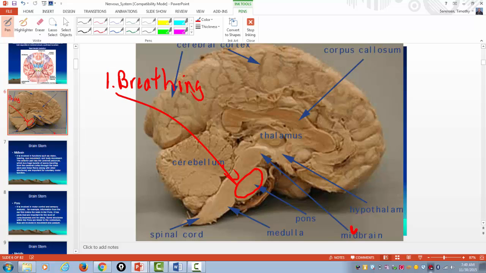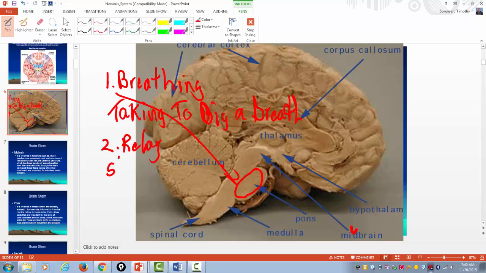Specifically, it prevents you from taking too big a breath. So it kind of regulates the transition between breathing in and breathing out. Number two, the pons is like a relay station for sensory input. Hearing. Equilibrium, balance.